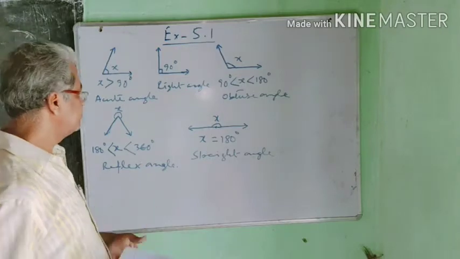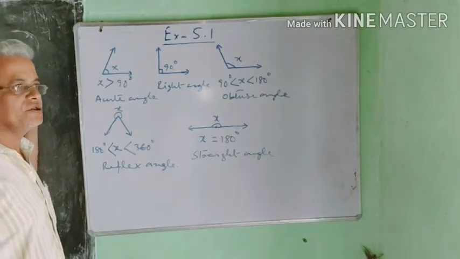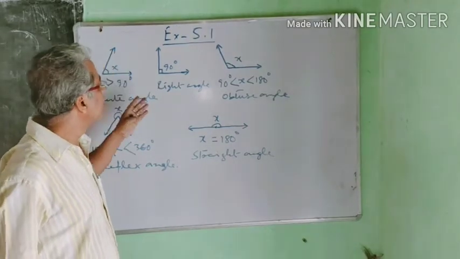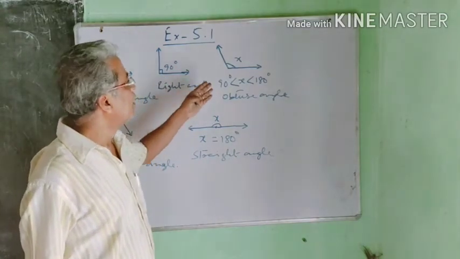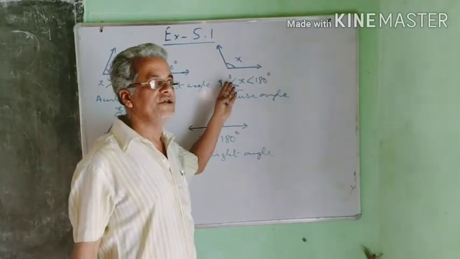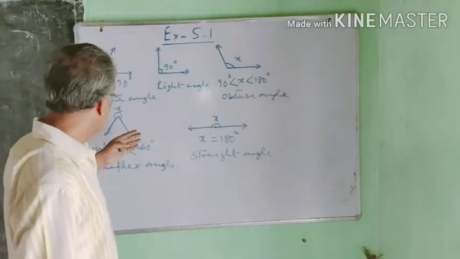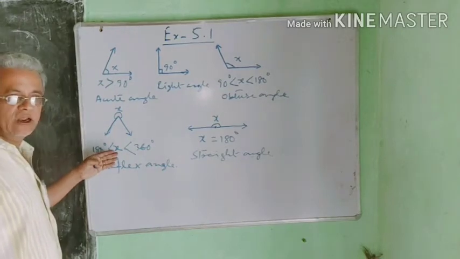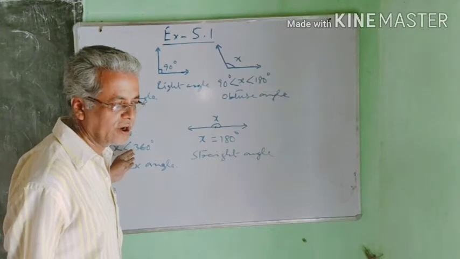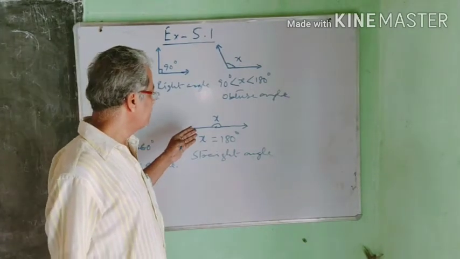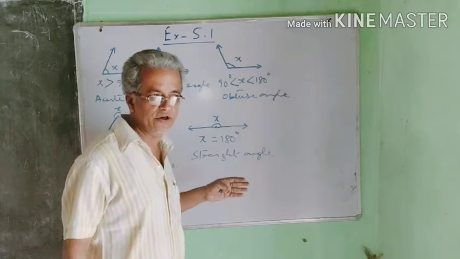So we have learned acute angle, which measures less than 90 degree, right angle, which is equal to 90 degree, obtuse angle, which is greater than 90 degree but less than 180 degree, reflex angle, which is greater than two right angles but less than four right angles, and straight angle, which is equal to two right angles, that is 180 degree.